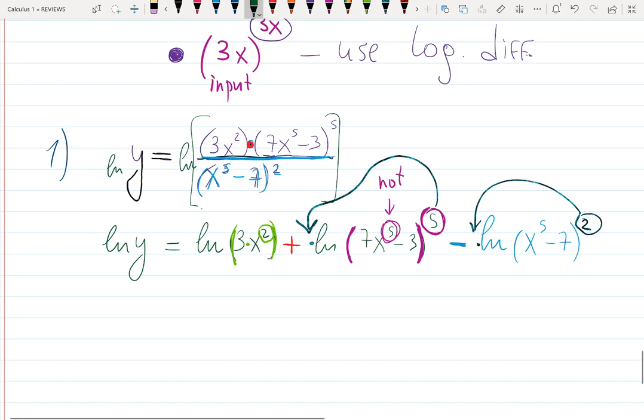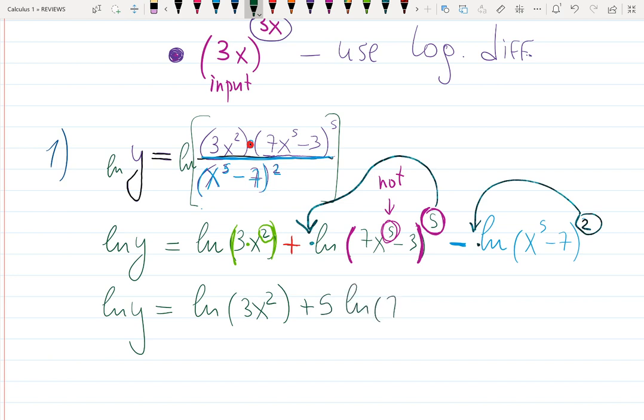I will have natural log of y equals natural log of 3x squared plus 5 natural log of 7x to the 5 minus 3, and it's not raised to the 4. You're just putting this 5 down. Minus 2 natural log of x to the 5 minus 7.